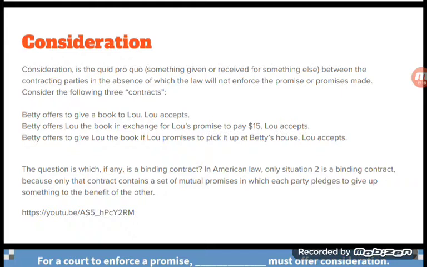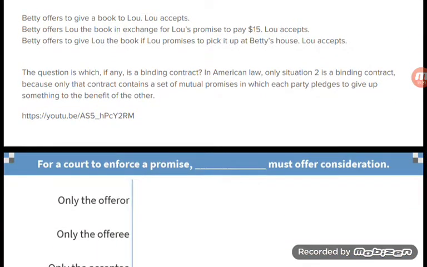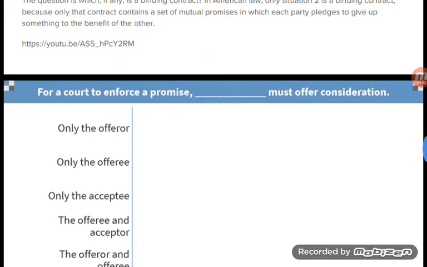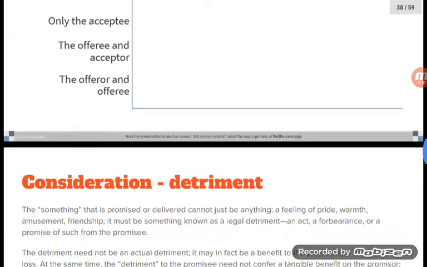Betty offers Lou the book in exchange for Lou's promise to pay $15. Lou accepts. That would be consideration. That would be quid pro quo. That is two parties giving one another something of value. Again, a great YouTube link there in regards to a bargain for exchange. For a court to enforce a promise, blank must offer consideration. That would be the offeror and the offeree.